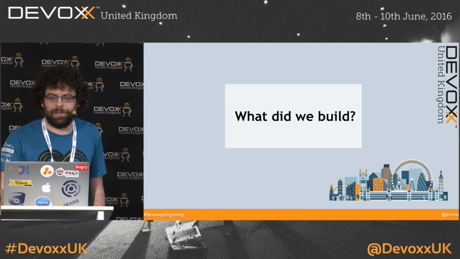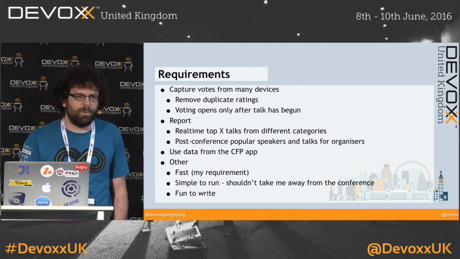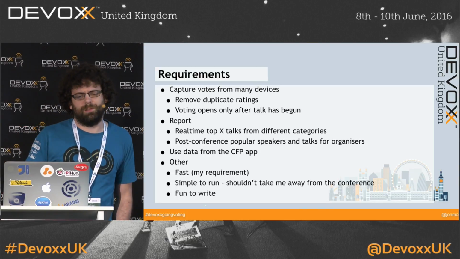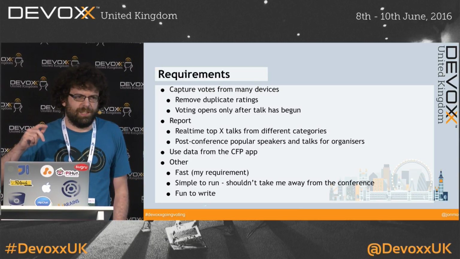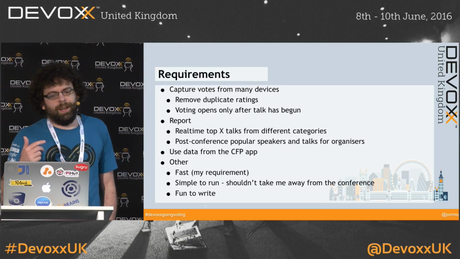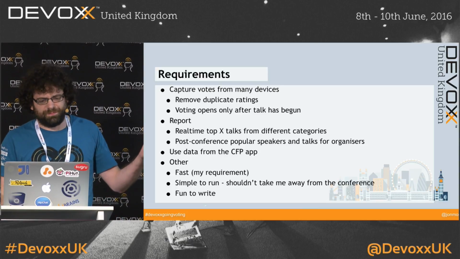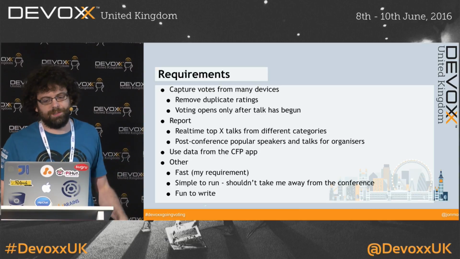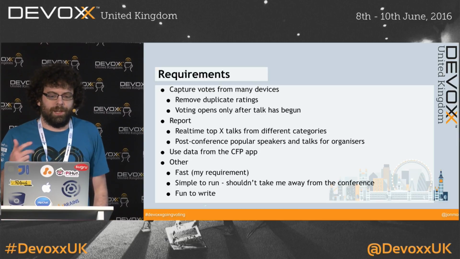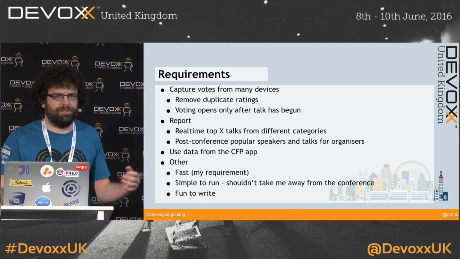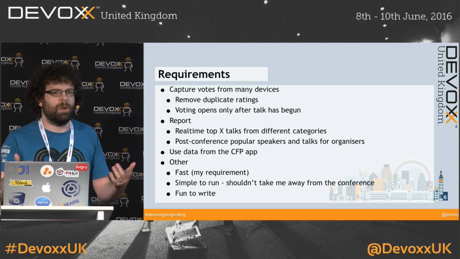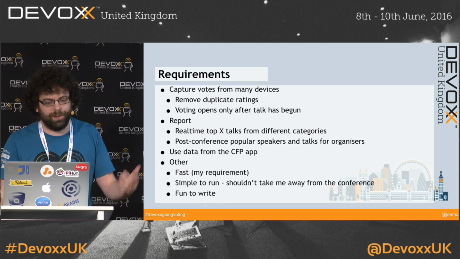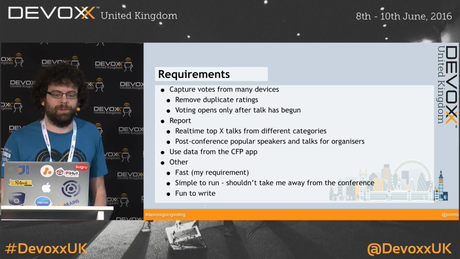So next up, what did we actually build? Well, we needed a way of being able to capture votes from many different devices. We needed to do things like remove duplicate ratings. We need to only open voting when the talk has begun, so you can't vote for it beforehand. And then we needed to be able to report on all of this information that we have. So what are the top 10 talks in the different categories, and that kind of thing. And then we also needed more detailed reporting for after the conference, so you can see who was popular. Was there anybody in particular? Were they in the wrong rooms? What topics do people want to be able to listen to?